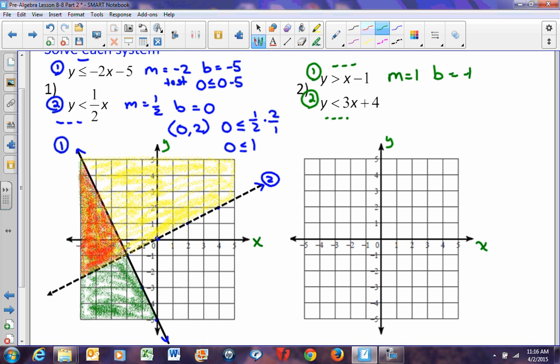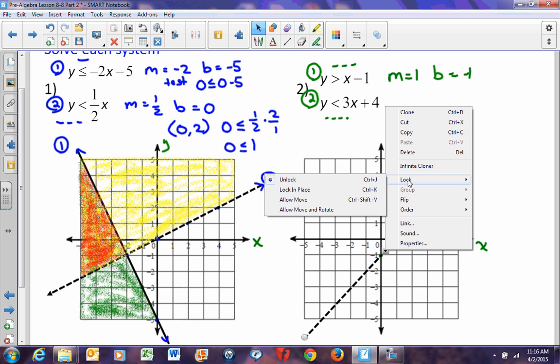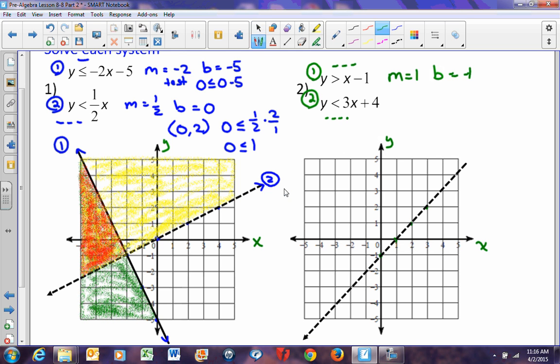So my y-intercept is -1, that's right here. My slope is up 1, right 1, up 1, right 1, up 1, right 1. This is a dashed line. Here's my dashed line. Draw my dashed line. Put my arrowheads on my dashed line and label this equation number 1.